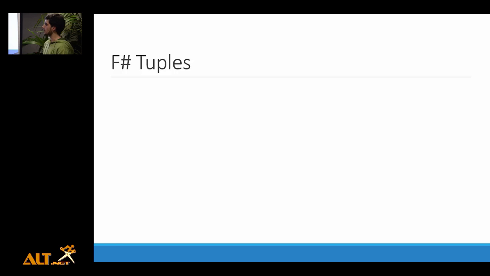So the tuple type exists in .NET, but it's pretty useless in C# because the compiler doesn't really have any innate understanding of it. And that's very much unlike F#, where the compiler very much understands what a tuple is, and the libraries use it extensively.